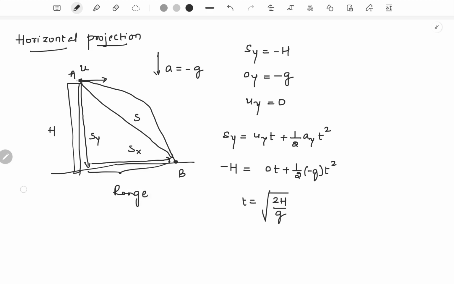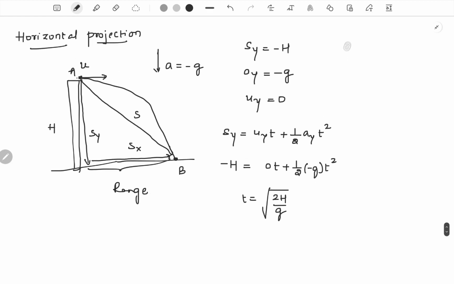What about the range? So the range, we know, as you can see here, is the horizontal component of displacement. Along the horizontal direction there is no change in the velocity, it remains constant. So I can write x component of velocity into time taken to reach the ground. The x component of velocity is basically u, and the time taken to reach the ground is root of 2h by g.